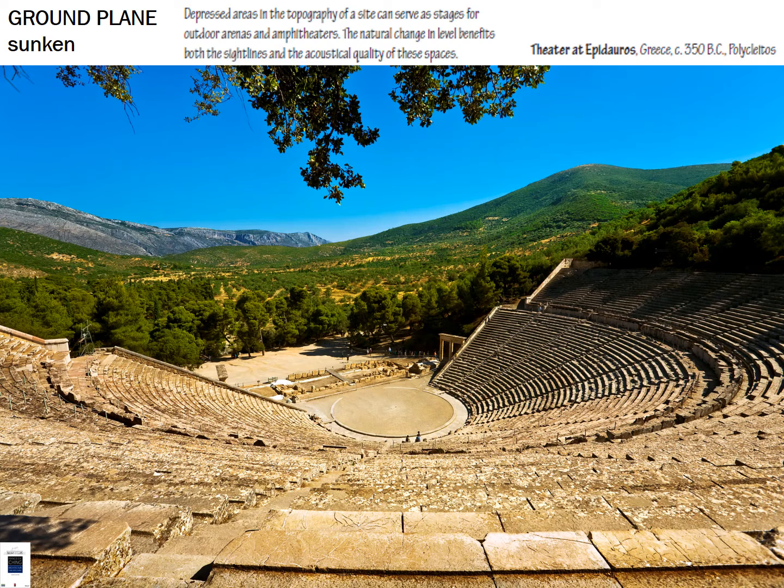Here's an amphitheater in Greece, sunken ground plane, 2,400 years ago.